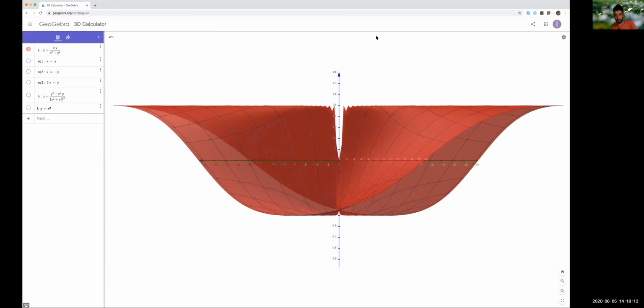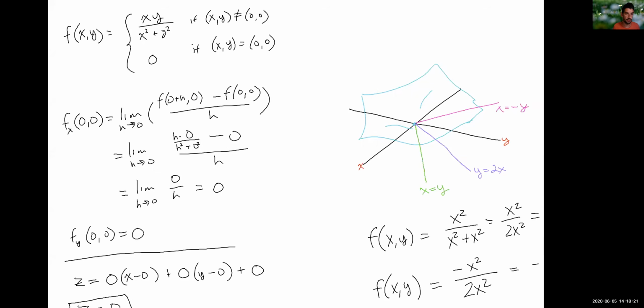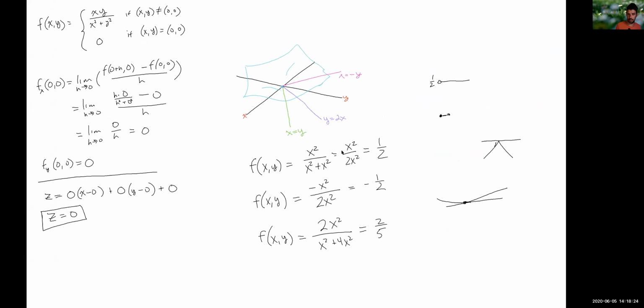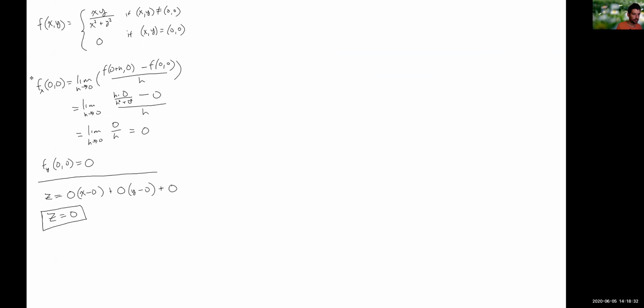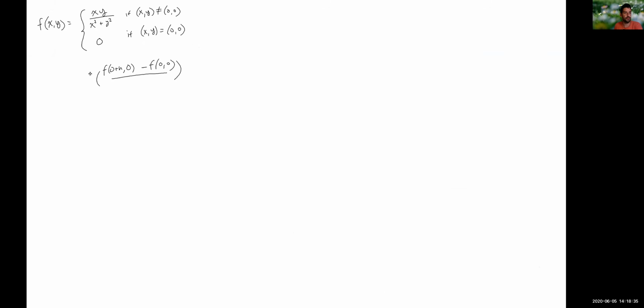All right, let's do something else with this function. Let's see what went wrong, or one way to think about what went wrong. So let's look at these derivatives again. I'm going to erase this and just rewrite the parts that are relevant. So what we discovered was that the derivative with respect to x at the origin is 0, as was the derivative with respect to y at the origin.